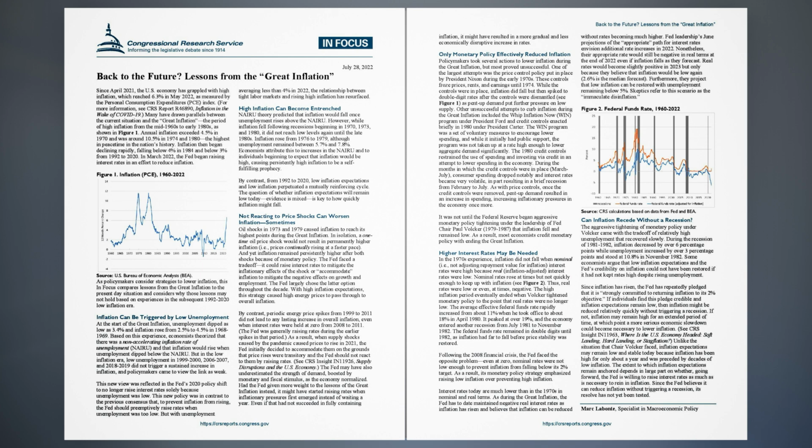NIRU theory predicted that inflation would fall once unemployment rises above the NIRU. However, while inflation fell following recessions beginning in 1970, 1973, and 1980, it did not reach low levels again until the late 1980s. Inflation rose from 1976 to 1979, although unemployment remained between 5.7% and 7.8%. Economists attribute this to increases in the NIRU and to individuals beginning to expect that inflation would be high, causing persistently high inflation to be a self-fulfilling prophecy.